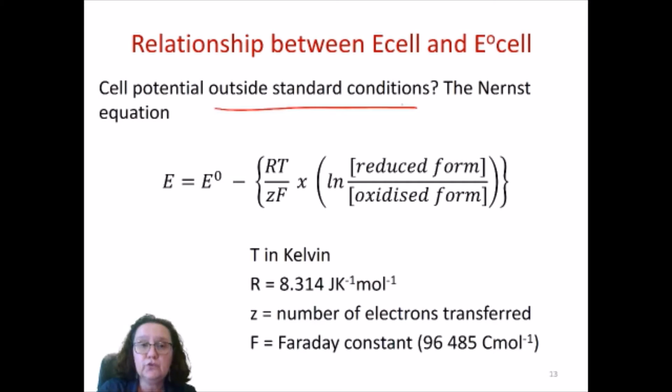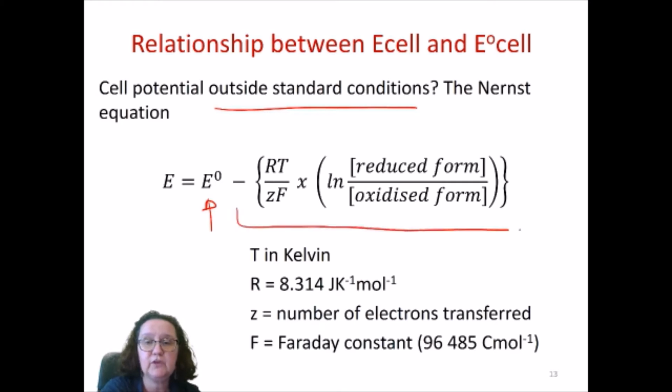Well, to calculate that, we need to use the Nernst equation, which relates the standard electropotential of a particular cell with the equilibrium constant. So you've got this fragment, this part of the equation, that tells you information about the conditions of that particular cell. The temperature needs to be in Kelvin, R is the ideal gas constant in joules per Kelvin per mole, Z is the number of electrons transferred in the reaction, and F is Faraday's constant.